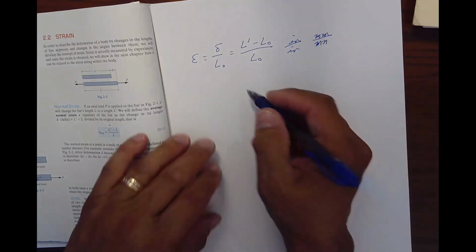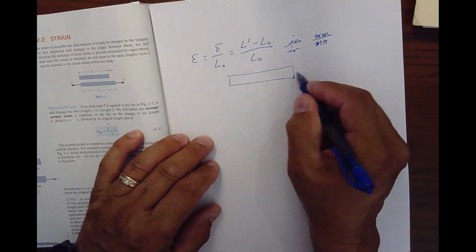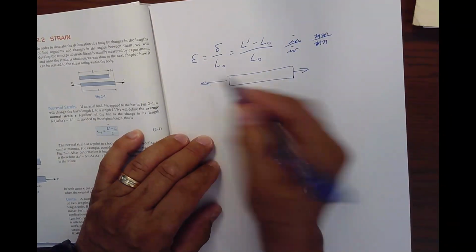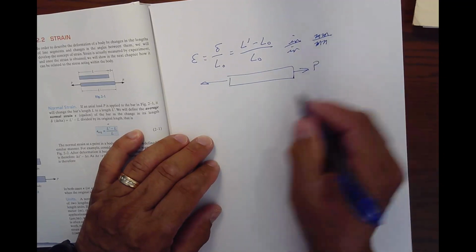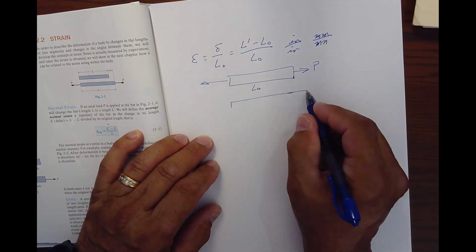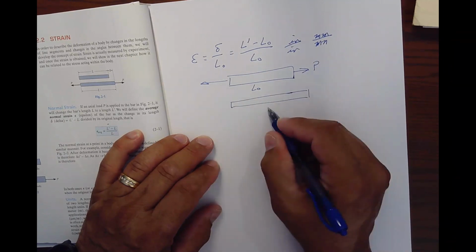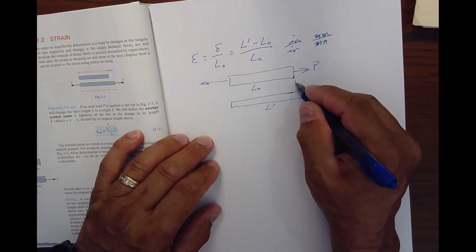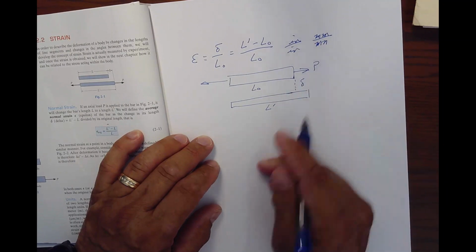And that's for axial strain. So that's if we pull on a bar like that with a load P, where this is L naught, or L, and it gets some longer length L prime, and of course this being the difference between those two.